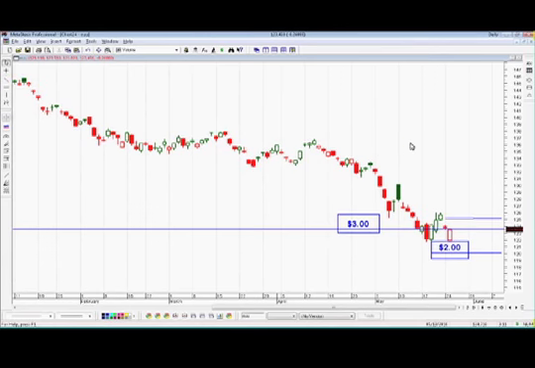Okay, so let me answer a couple of questions. Carlos is asking me, what's the difference between EUI and EUU, and when should you use one versus the other? So the index we've been looking at here is EUU, which is the euro versus the dollar.